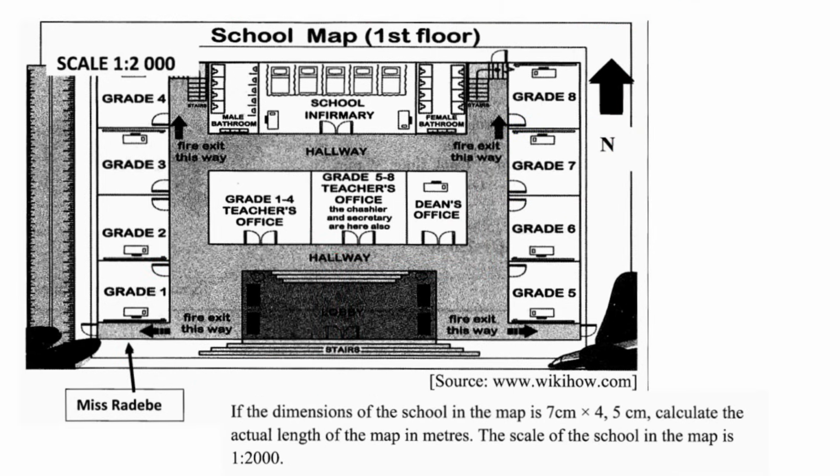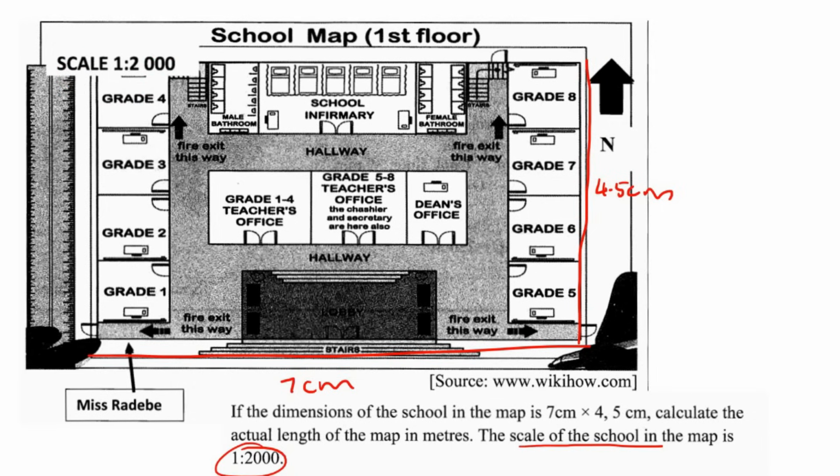So it says, if the dimensions of the school in the map, so this is a map, okay, they've said your school map is 7 by 4,5. So what they mean is the dimensions of the map. So for example, this length is 7 centimeters, and then this length here is 4.5 centimeters. Calculate the actual length. What they mean here is in real life, okay? That's a bit confusing that they've added the word map, but they mean what is it in real life? And then it says that the scale is 1 to 2,000. We can also see that over here.